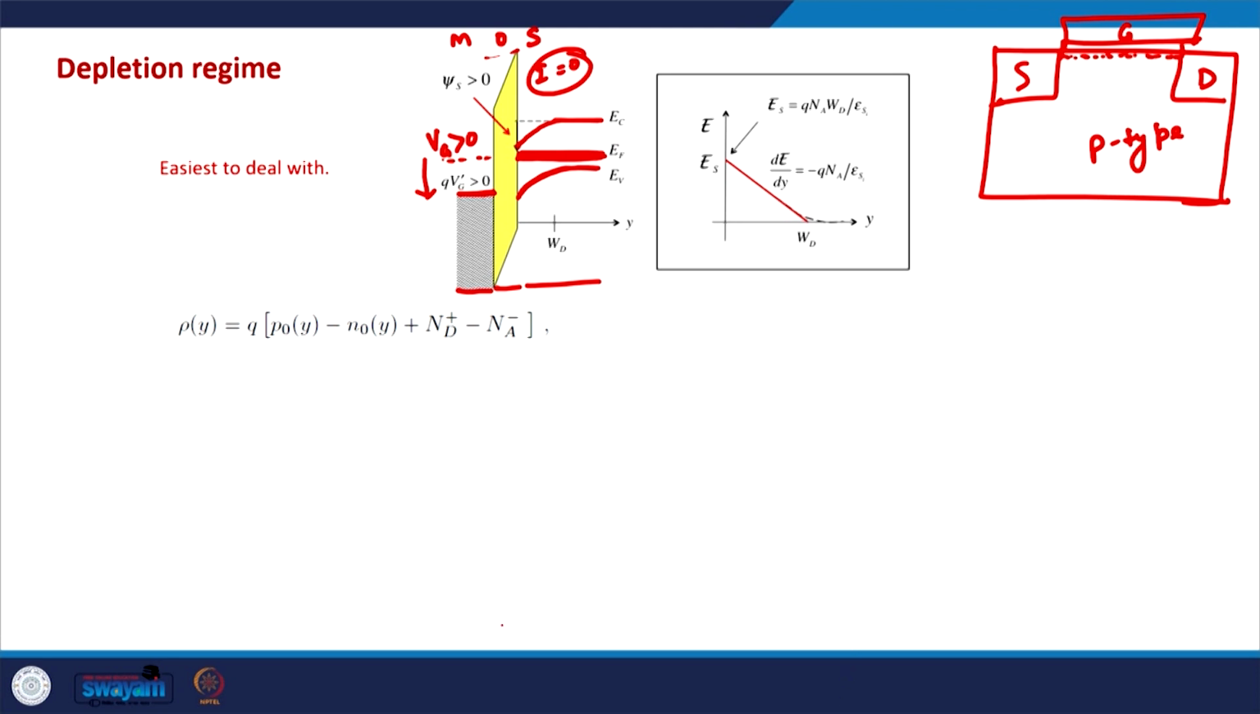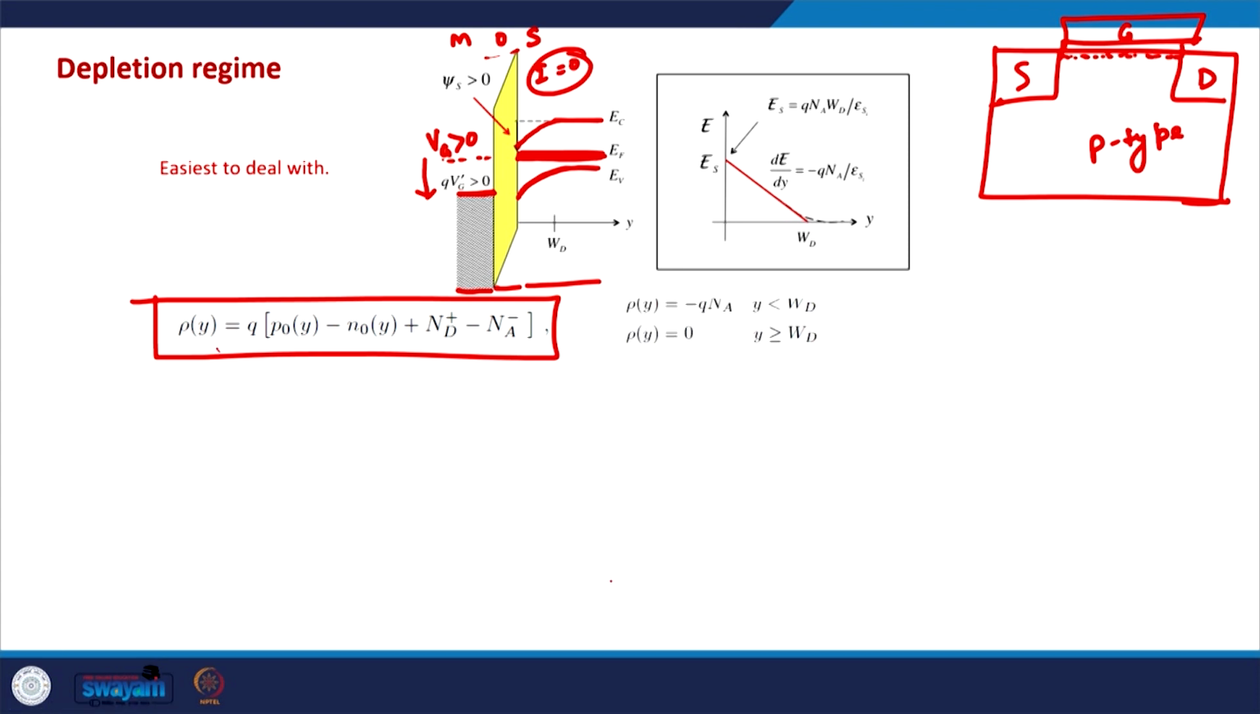So in the depletion region, we start with the charge density distribution. This is how we write it down. In the depletion region, the depletion of holes is there up to a certain width, which is known as the depletion width, and this is represented as WD. So from y equal to 0 to y equal to WD, holes are depleted, and for y greater than WD there is no depletion region, it is just a normal semiconductor. So the charge distribution looks like this. Rho y is given as minus q times Na for y less than WD.